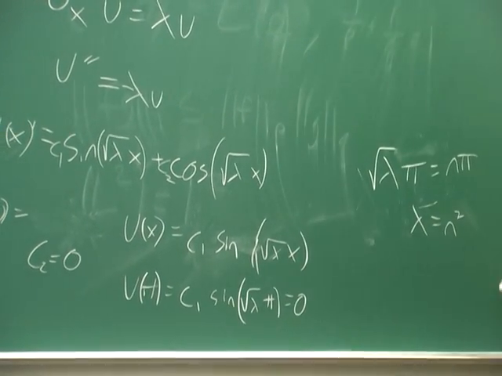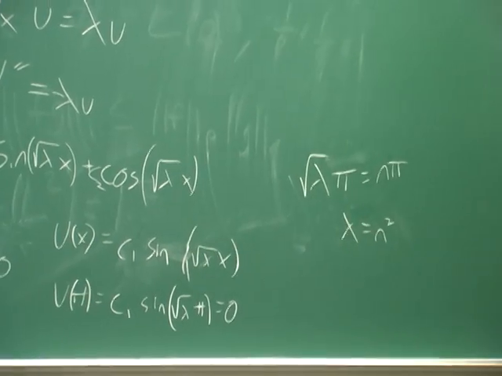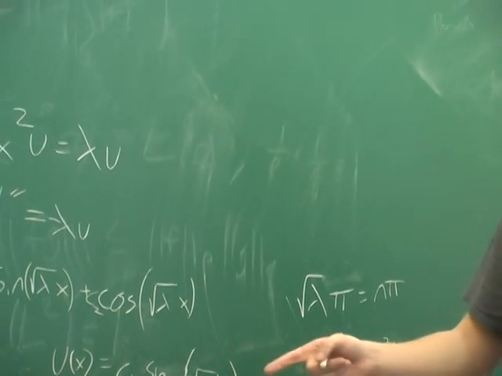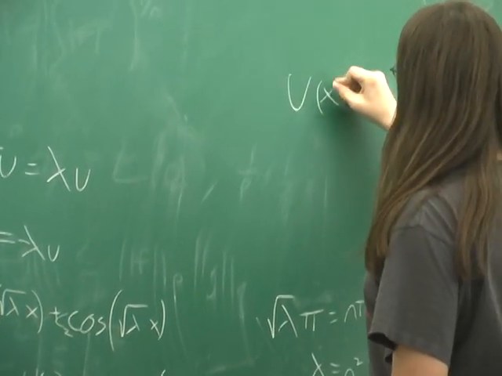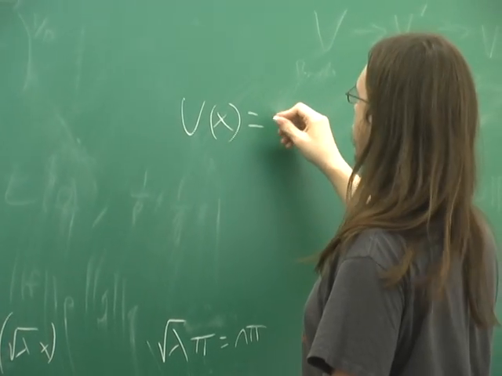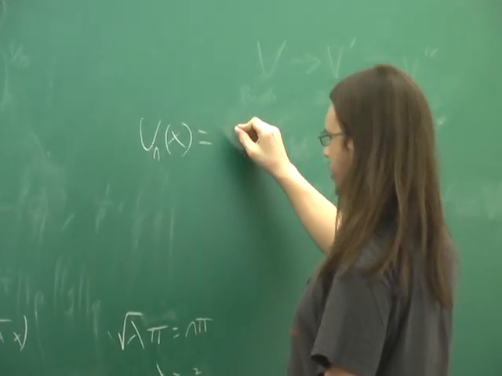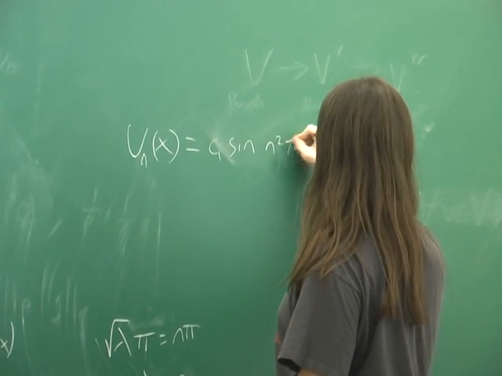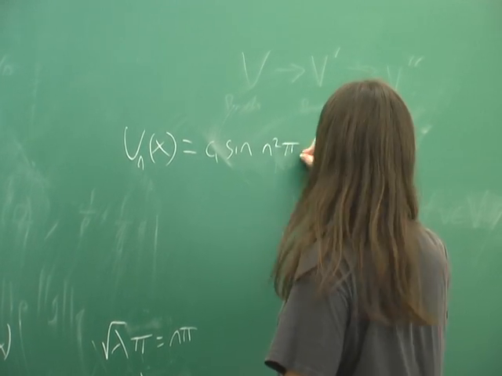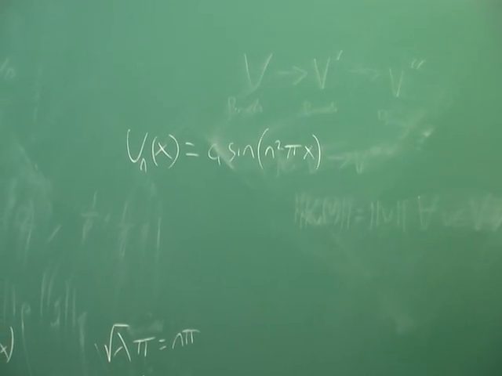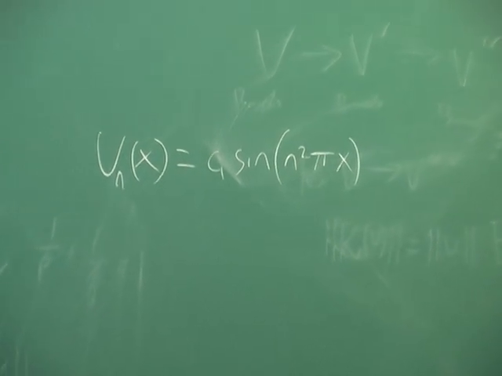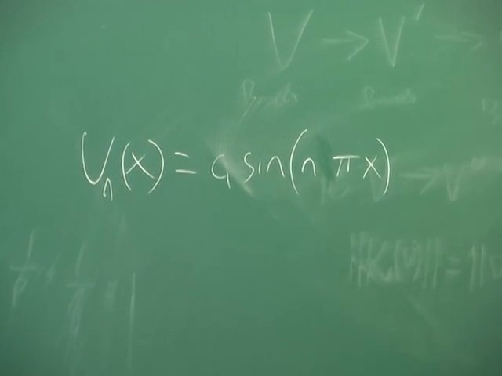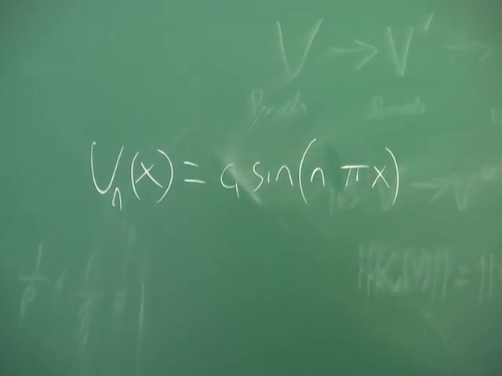Okay, so now just write the solution. C2 is 0, right? So U_n of x equals C1 sine of n x. Why is it n squared? Square root of lambda, right. And how did you get pi there? Oh, because I'm not paying attention.